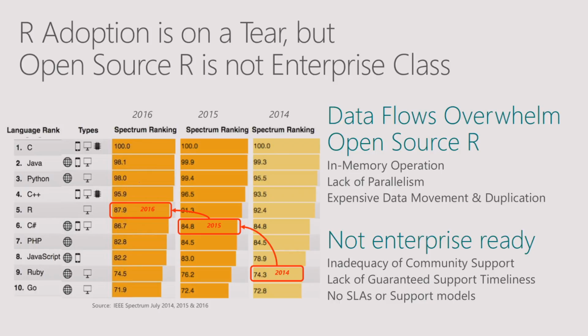And finally, there are built-in data frame libraries in open source R that are quite inefficient when they deal with larger, not even large, but just larger data sets. Moving or creating data frames is notoriously slow. And finally, it's not enterprise ready. It's open source R, so there are no SLAs you can get for it.